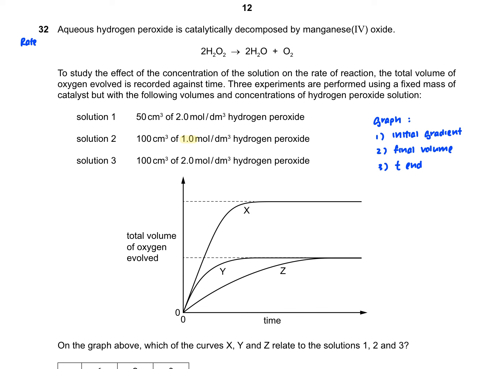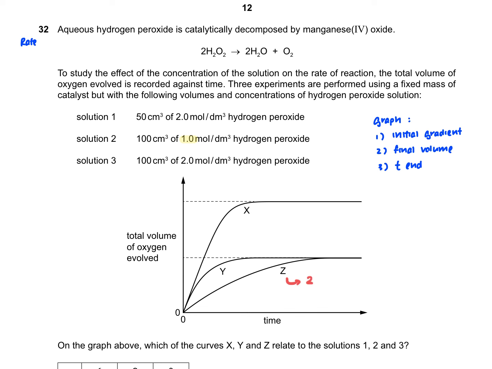So for this question, if we were to look at the 3 solutions, you can see that for solution 2, the concentration of your reactant is lower. And when the concentration of the solution is lower, it means that the initial rate of the reaction will be lower as well. So it will show up in the graph where the initial gradient is less steep. So immediately we can link graph Z to solution 2.